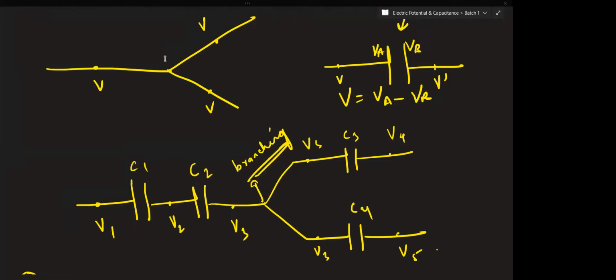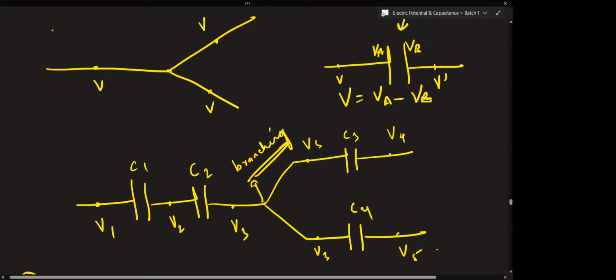No, Fahad, not VR actually. This is VB. VA is the potential at this side of the plate and VB is the potential at this side of the plate. So if you want to find the potential difference, just subtract it, VA minus VB. So done.